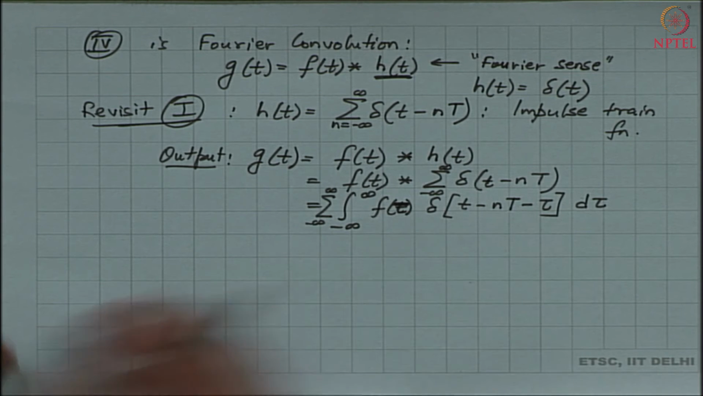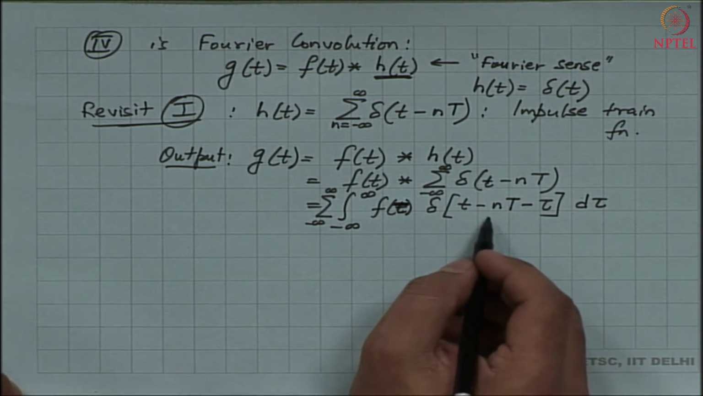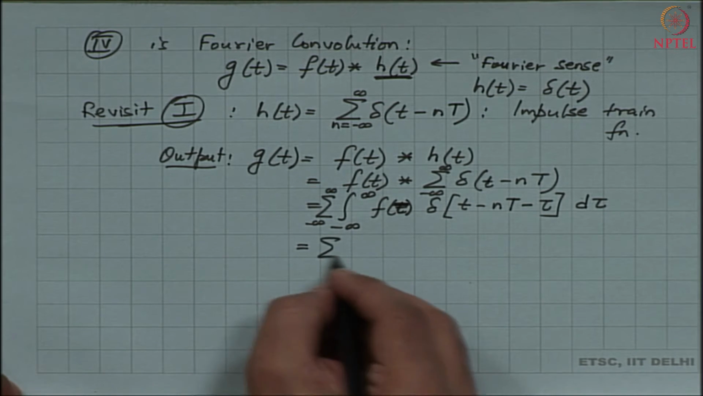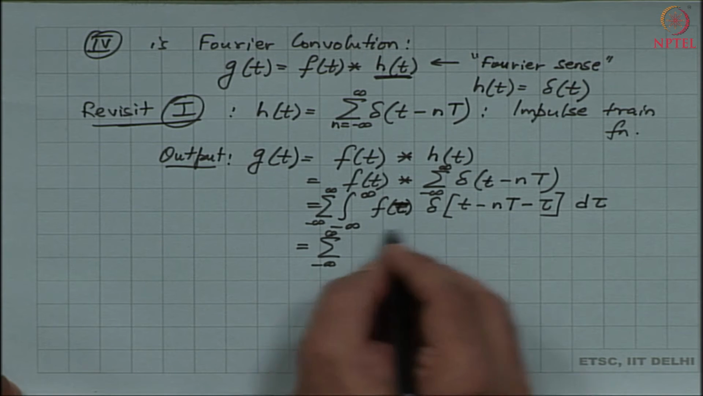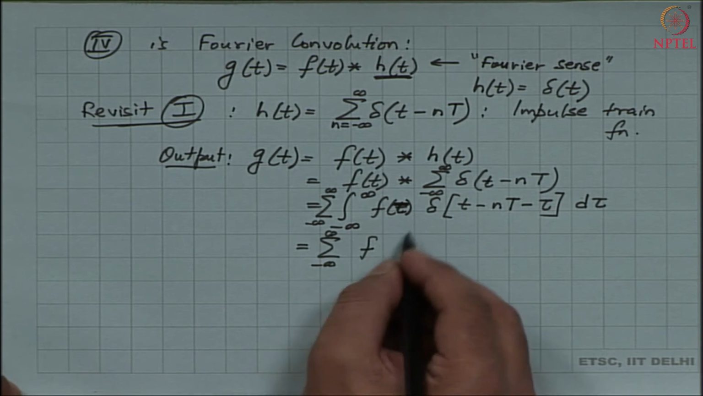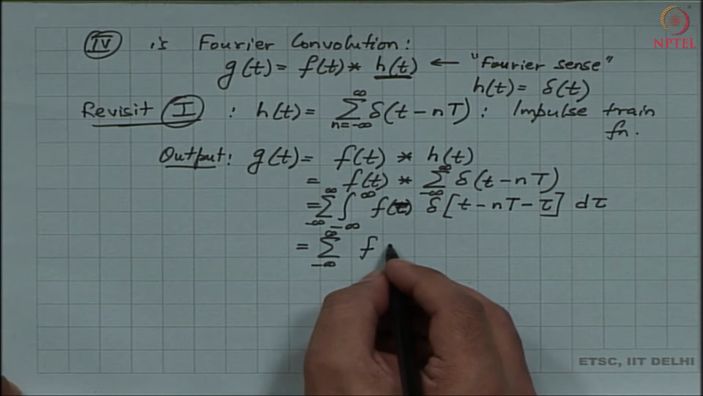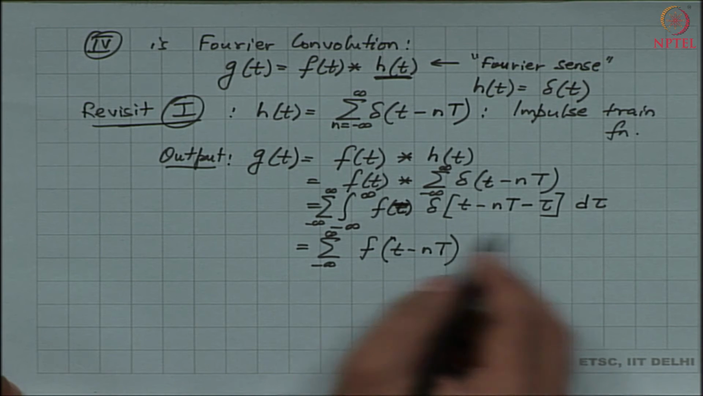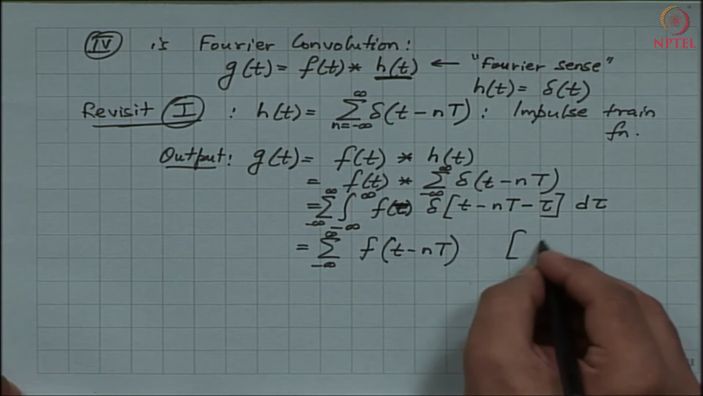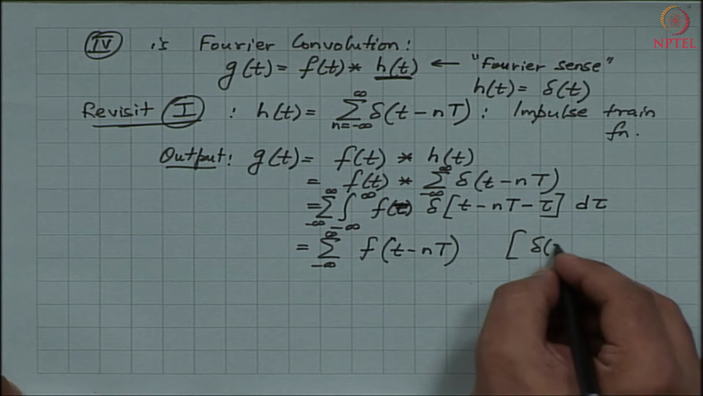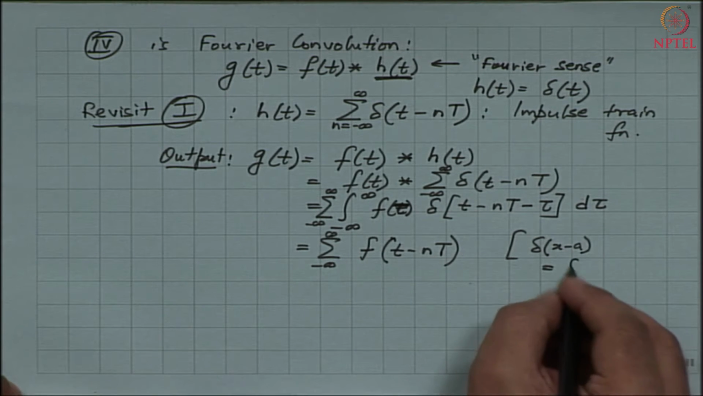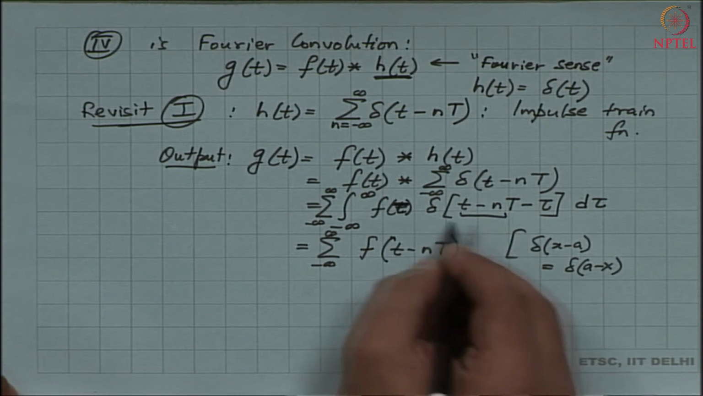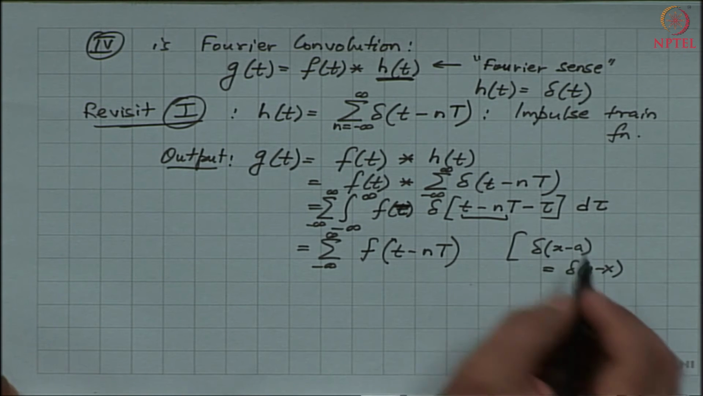So, that is my convolution. Again, this is a convolution with respect to the delta function, and I can evaluate the interior integral to get to the conclusion that I have the summation as follows. So, this is f of t minus n t, and that is it. Here I have used the fact that delta of x minus a is the delta of a minus x. So, my a is this following quantity. So, delta of a minus x is delta of x minus a.